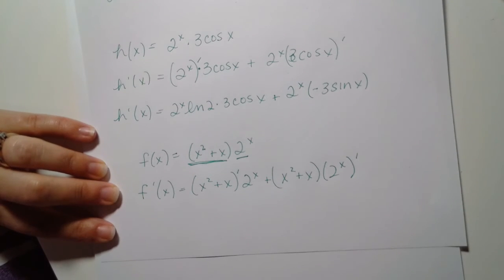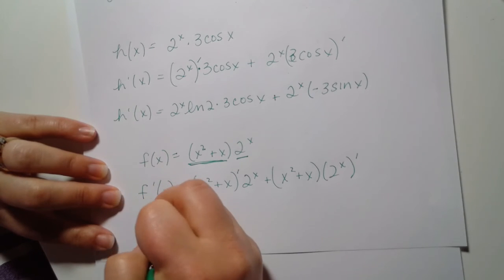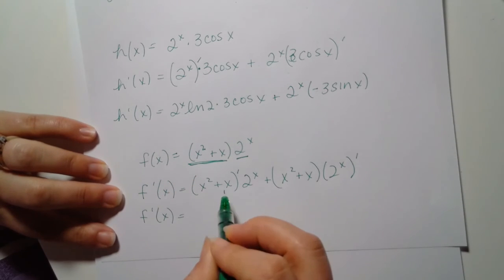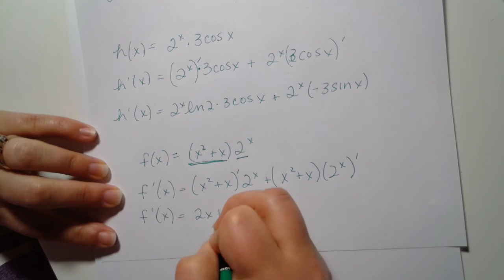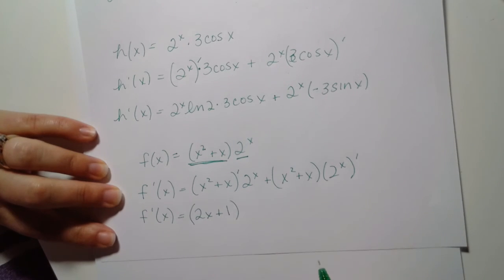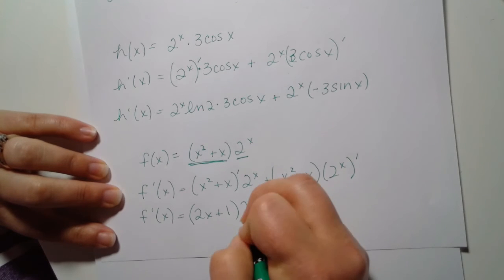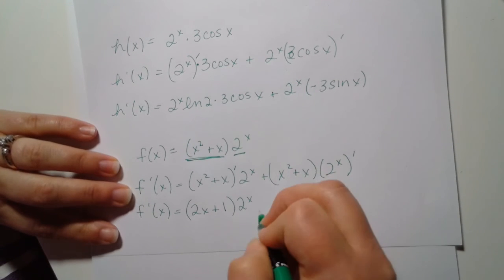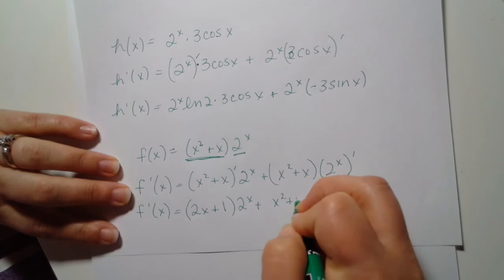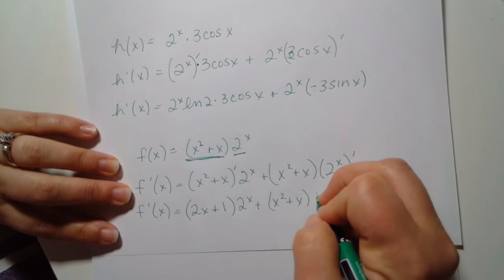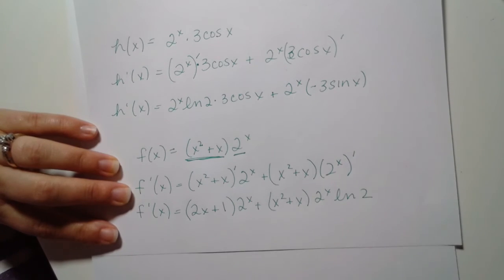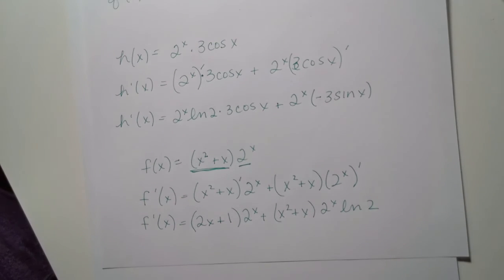Okay, so my f prime of x would be, so this time I'm doing the derivative of this one. So the derivative of x squared plus x is 2x plus 1. These need parentheses because there's two things in them, times 2 to the x because I did the derivative of this one. And then I have plus x squared plus x, not doing anything to that, doing the derivative of 2 to the x, which is 2 to the x ln 2. And that's my derivative. With these, I really don't think you need to simplify them. There are ways to simplify them often, but I wouldn't.